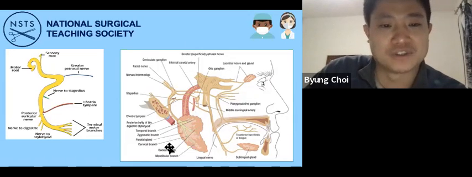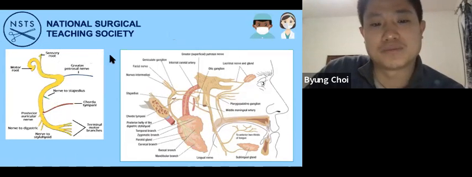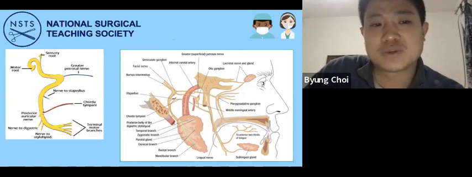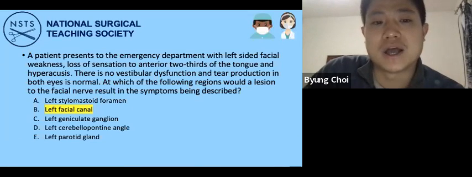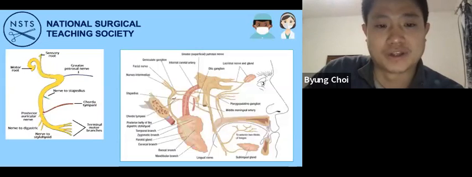I know this is quite a convoluted one to try to go through because we are running out a little bit of time. The facial nerve comes out, obviously coming off from the brainstem. And a lot of you mentioned the left stylomastoid foramen. Now, the main reason why that wouldn't be the case for this one, because still within the left stylomastoid foramen, you would potentially get vestibular dysfunction if that were the case.